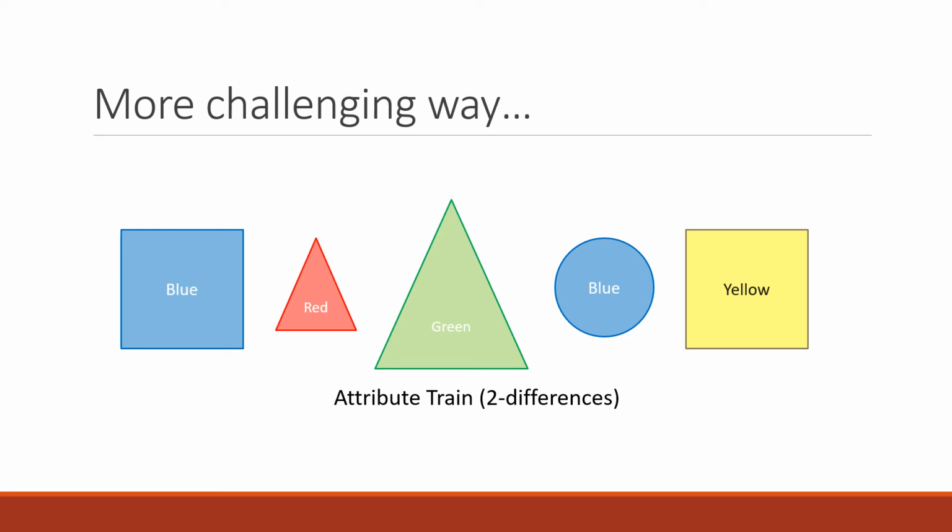And I can have that followed by a blue circle. They're different in color and shape. And then follow that with a yellow square. They're both different in color and they're both different in shape.